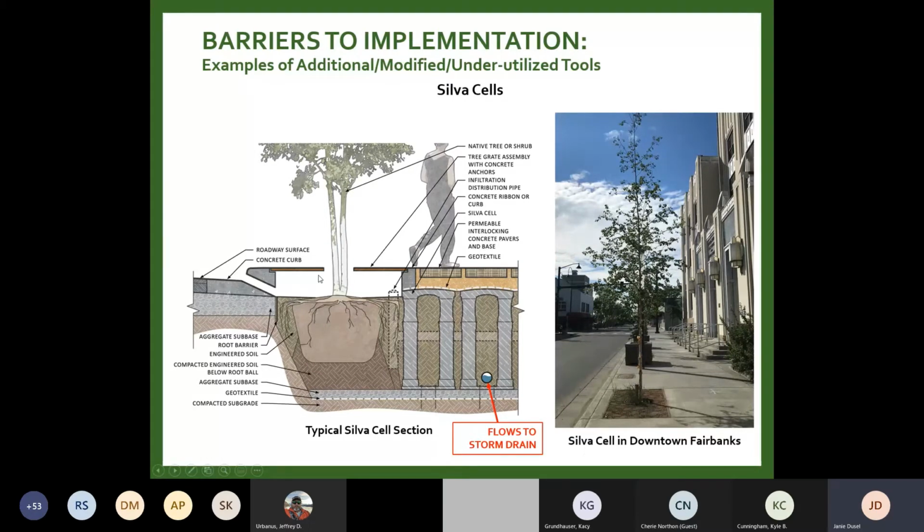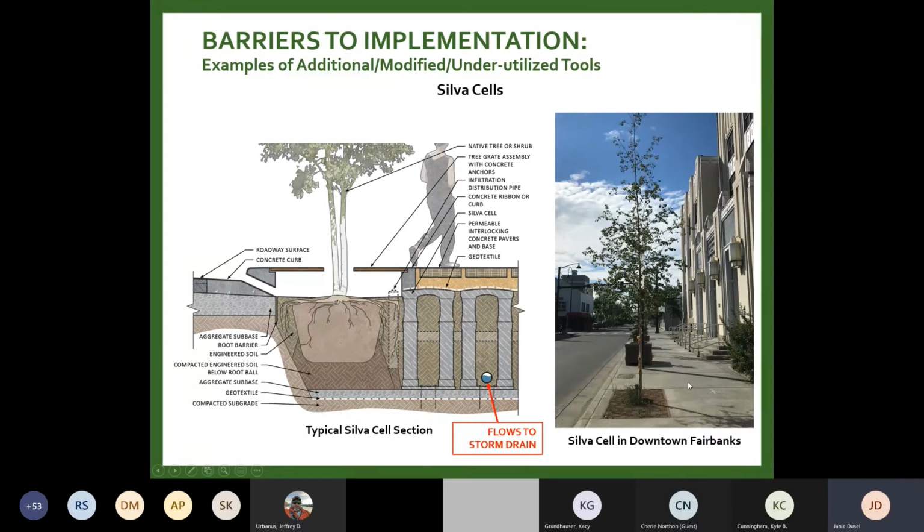So Silva-Cells were originally developed with the intent to be able to plant trees at a closer spacing in a very urban environment and have them not die, right? So they need room for their roots. So it was originally created for that purpose. It's basically just a high strength but lightweight grid system that you can put underneath concrete, just like it's shown in this photo.